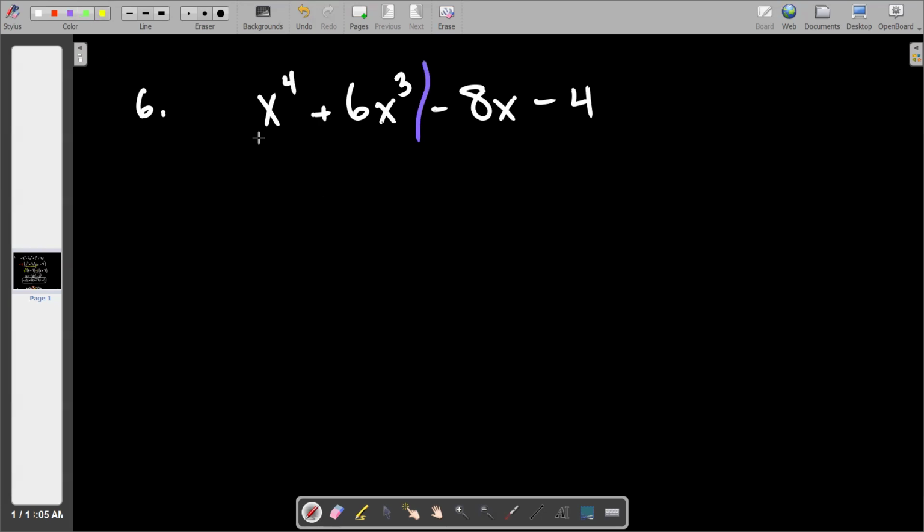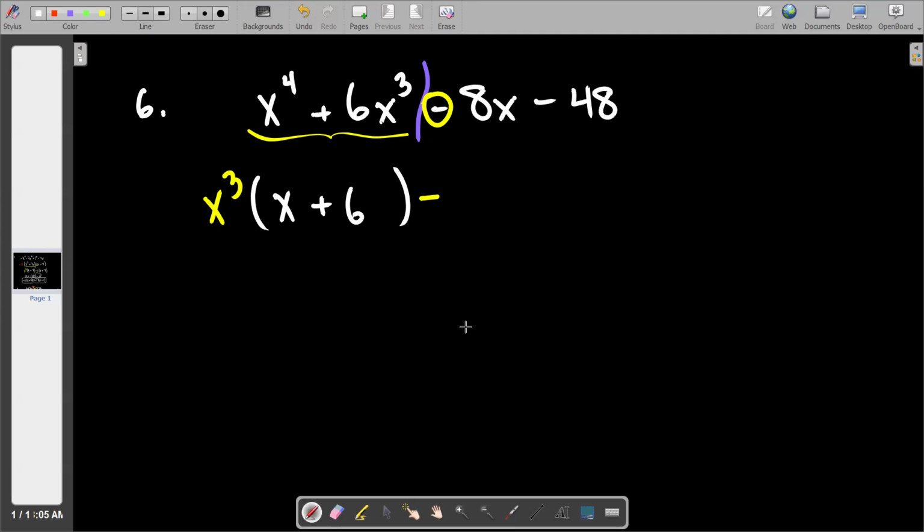What's the GCF of this left side? X cubed. Leaving behind what? Good. Next step. Bring your minus down. And what can you get out of 8x and, did I copy that wrong? 48. I put 4, it's a 48. You can get an 8 out of both of those, right? So we're going to pull down an 8. Bless you. And what does that leave behind?